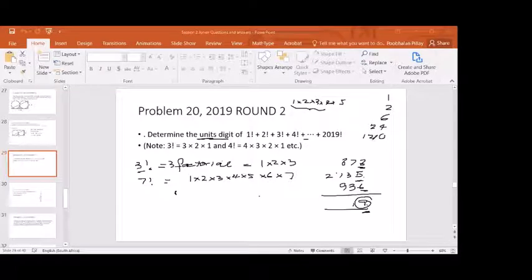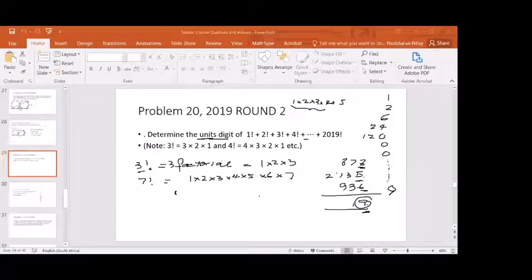The next one is 6 times this. The units digit is still going to be 0. The next one is 7 times this. Units are going to be 0. So the units digits remain stubbornly at 0 all the way beyond, even up to 2019. We don't care where it ends, but the units digit is always 0.